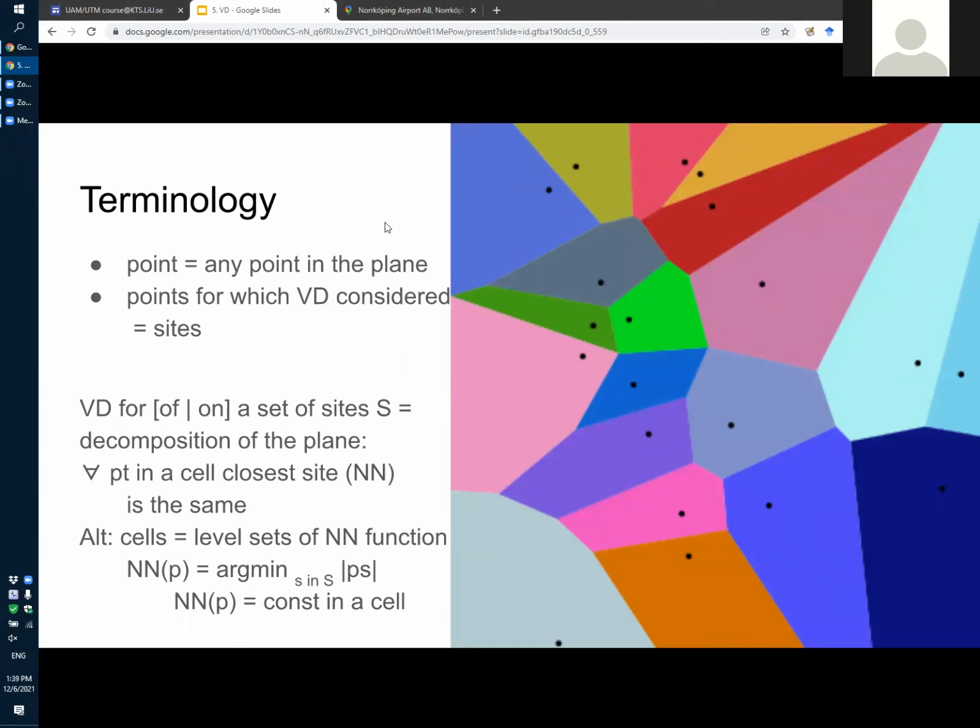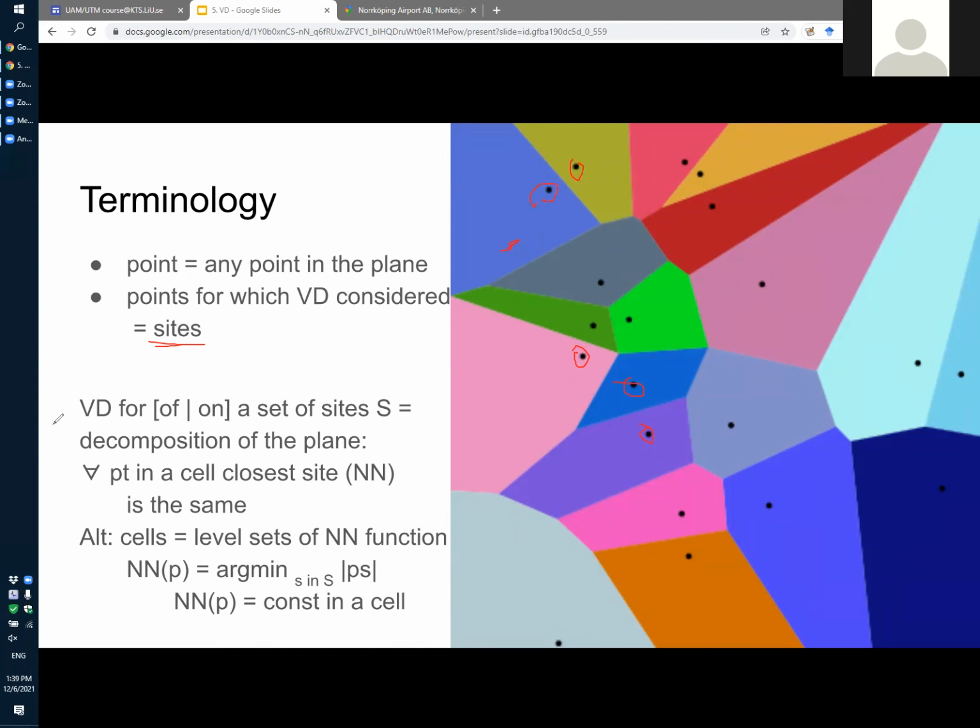Now, as usual, terminology is the key, and hopefully it's not a mess. The term point is, of course, overused. Here, when we're talking about the Voronoi diagram, we will be saying that a point is just any point in the plane. Okay, so this is the set of all points here in the plane. And the points for which the Voronoi diagram is considered, we will call them sites. Okay, so these points will be sites. Or in our delivery application example, the sites will be the warehouses. Okay, so points are all the points in the plane, and sites are these points for which the Voronoi diagram is built.